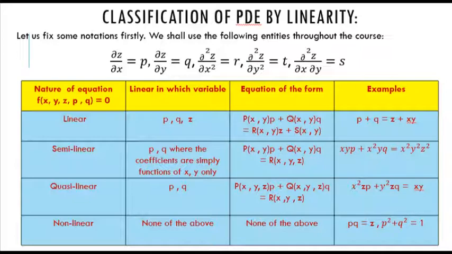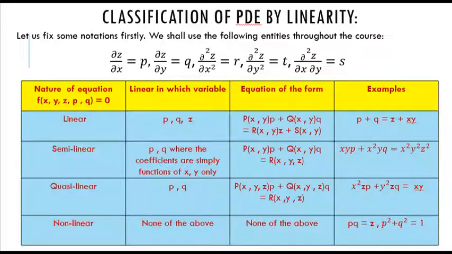Now we can classify all partial differential equations into four categories: linear, semi-linear, quasi-linear and non-linear. So what is linear? A linear equation is linear in three components, that is, linear in p, q and z. What is p? p means ∂z/∂x, the partial derivative with respect to x. And q means the partial derivative with respect to y.